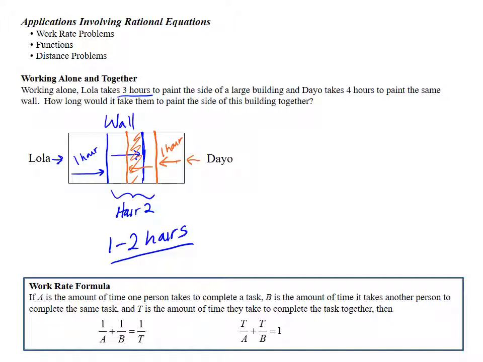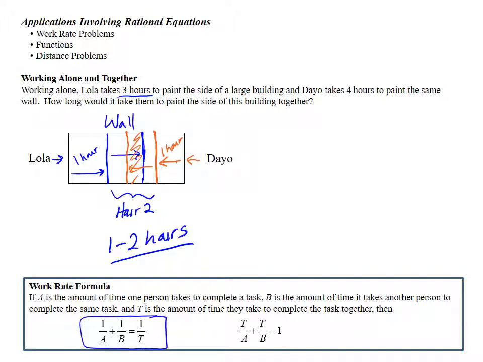It's a formula that we've looked at when we solved for formulas: 1 over a plus 1 over b equals 1 over t. Now, what do a, b, and t stand for? Well, a stands for the amount of time it takes one person to complete the task. b is the amount of time it takes another person to complete that same task. And t is the amount of time it takes them to work together.